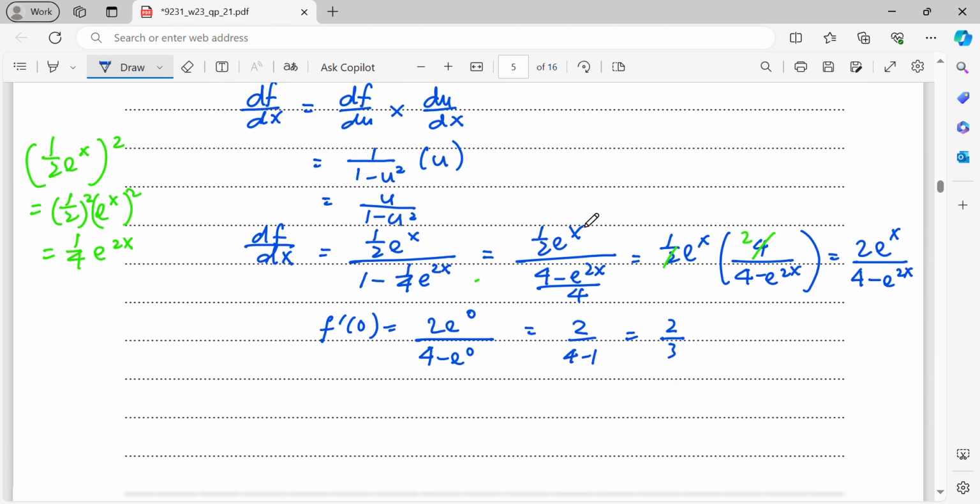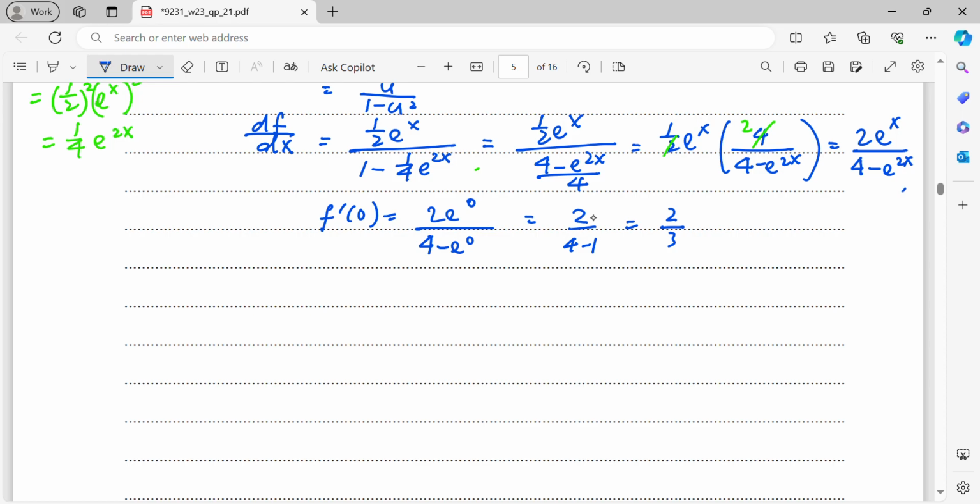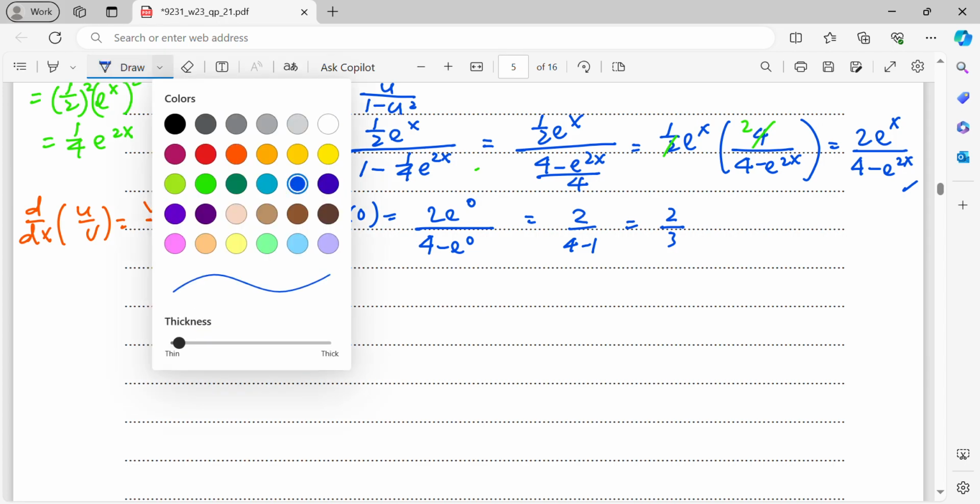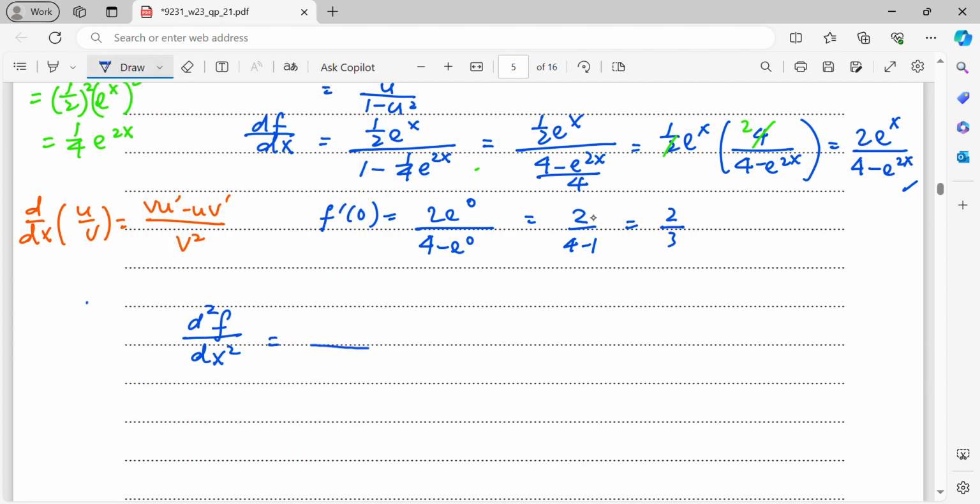Okay, so now find the second derivative. So I will refer to this simplest form. So now my d square f, or you can say that it is f double prime. Obviously this is the quotient rule, right? So quotient rule is d over dx of u over v. It will be v squared in the denominator, v u prime minus u v prime. Therefore now here I will get over the square of the denominator.